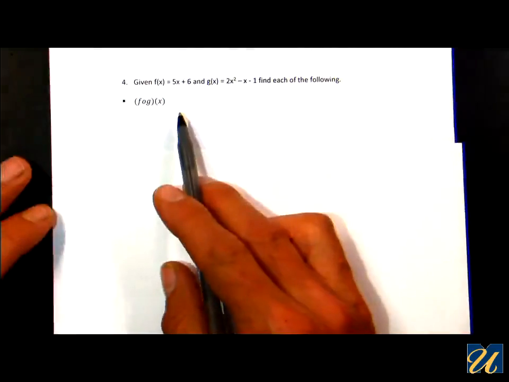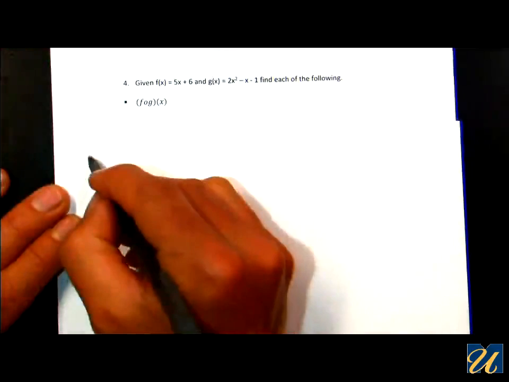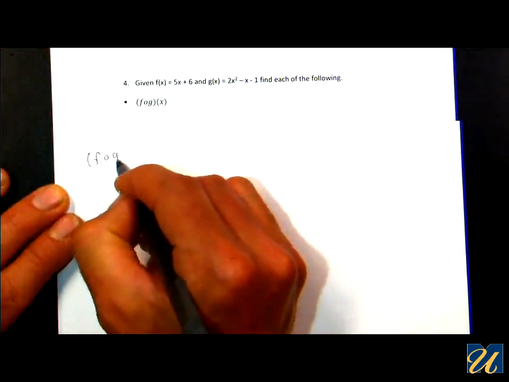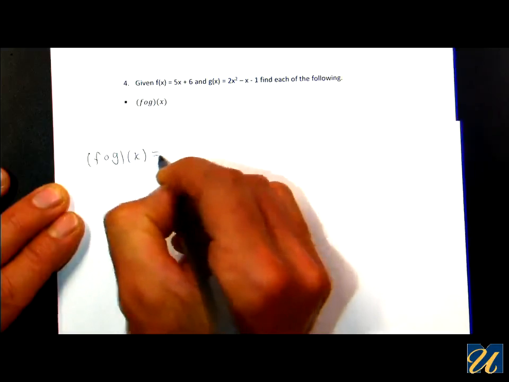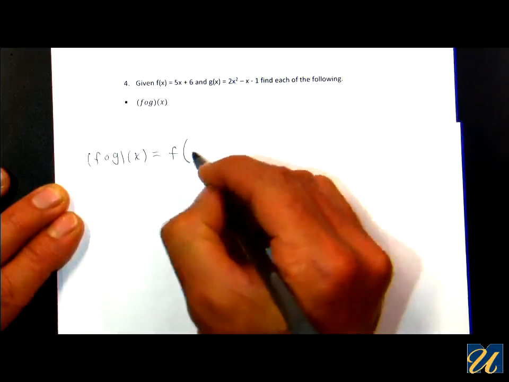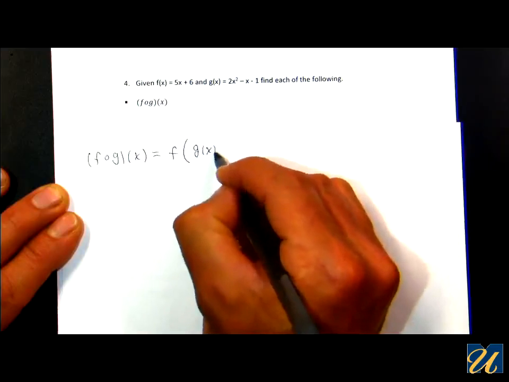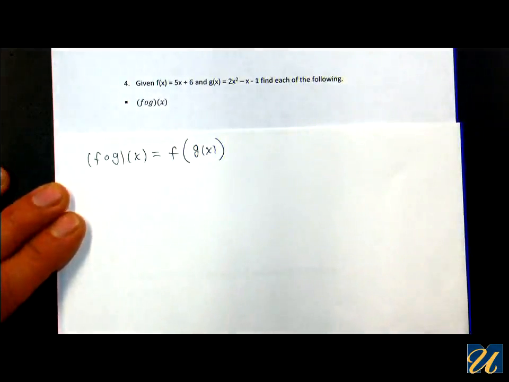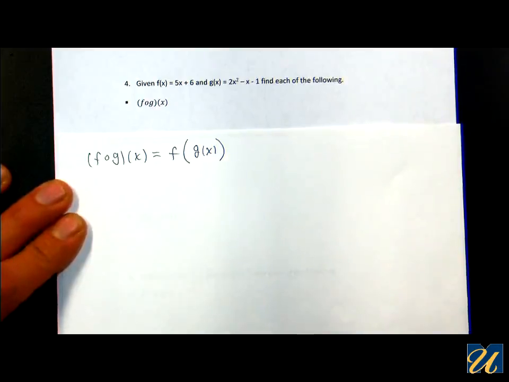Composition. Given a linear function f of x equals 5x plus 6 and another function g of x, 2x squared minus x minus 1, find each of the following. F compose g. Okay, so always the starting point. F compose g of x means f of g of x.